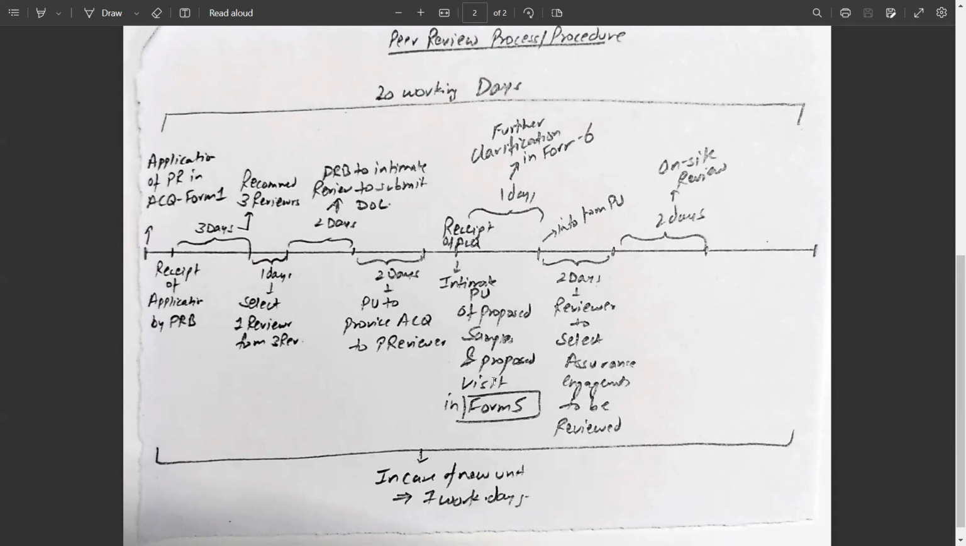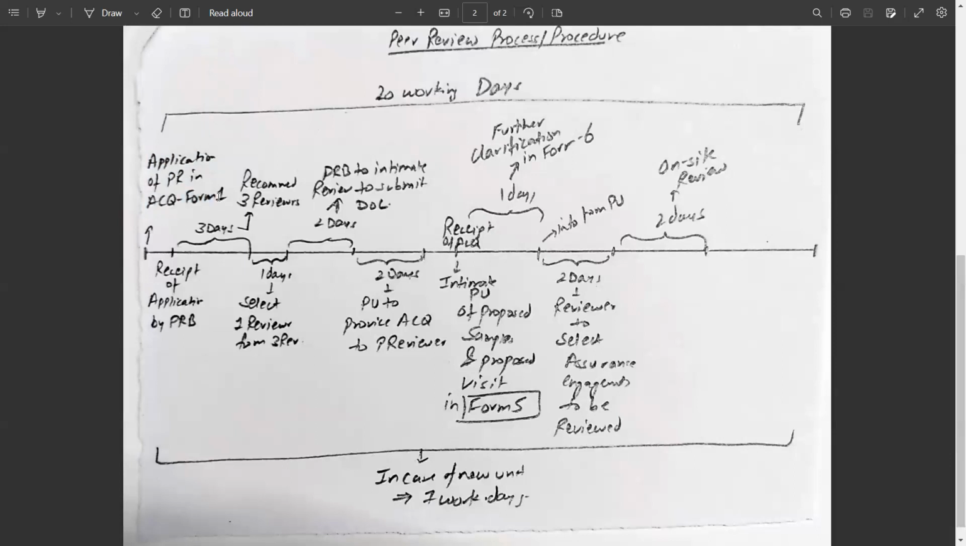Yeah. So it's 20 working days for a normal unit, and for a new unit, it is 7 working days. Let's start. So the application for peer review shall be given in form ACQ1. It is not audit, it's actually application cum questionnaire, which is to be filed in form 1, which is ACQ1 to be exact.